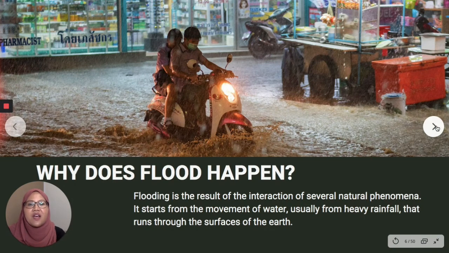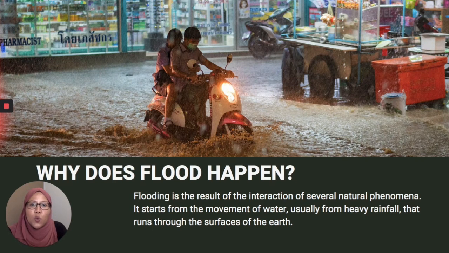We can take flood as an example of a common phenomenon that happens throughout the world. Why does flood happen? Is it just about water that is stagnant or collected in a certain area, where the water level increases because of the intensity of the rain, or could there be other factors? Flood is a result of the interaction of several natural phenomena. It starts with the movement of water, usually from heavy rainfall that runs across the surface of the earth. But could there be other factors that cause flood to happen?